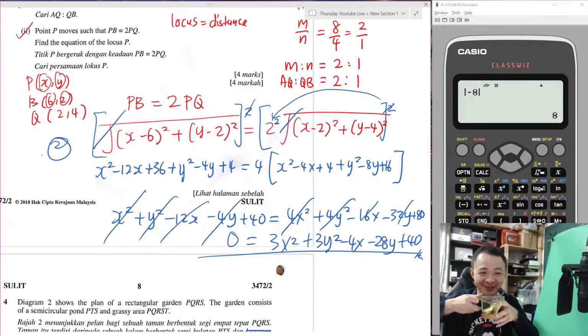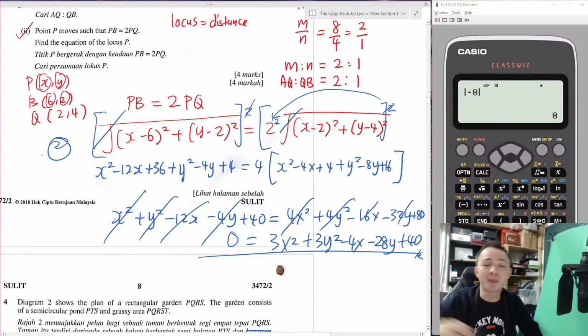Locus is the ellipse. Yeah, I think it's possible also.